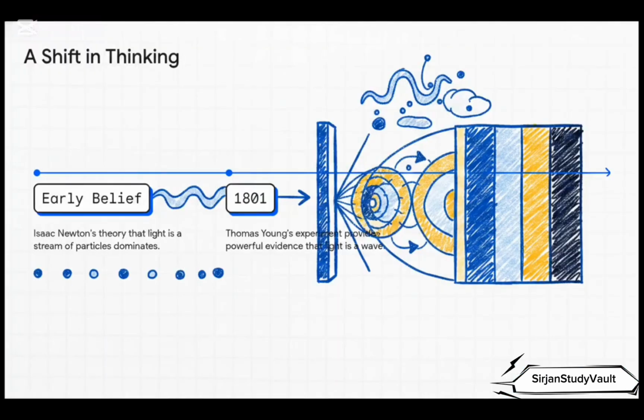So in 1801, this British genius named Thomas Young comes along and conducts his famous experiment. And his results gave powerful evidence for a competing theory. What if light wasn't a particle at all? What if it was a wave? Now this was a huge deal, going completely against established science, but it was the only idea that could explain that bizarre pattern of bright and dark stripes.